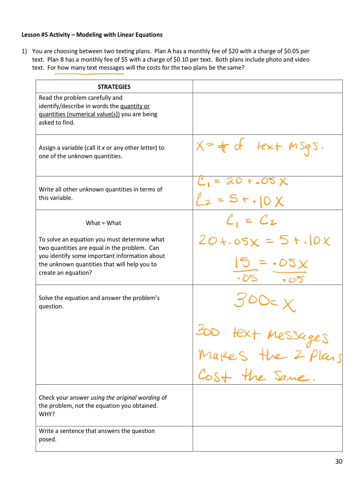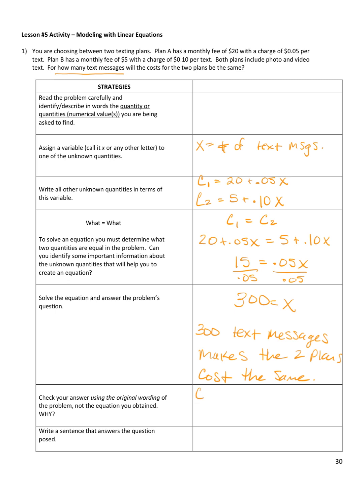Check your answer using the original wording of the problem. So I want to just check. Okay, so $20 plus 5 cents per text. So I would say, well, 5 cents times 300, that's $15, and then add the $20 and I get $35.